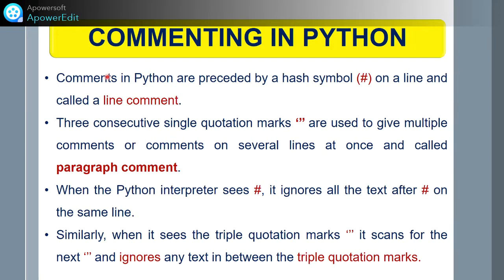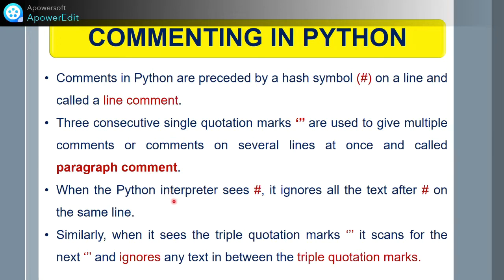One more thing we are going to study in this lecture is commenting in Python. While programming, we can write comments. Any line that starts with a hash is called a line comment. Three consecutive single quotes at the start and the same symbols at the end, enclosing paragraphs, is called a paragraph comment.